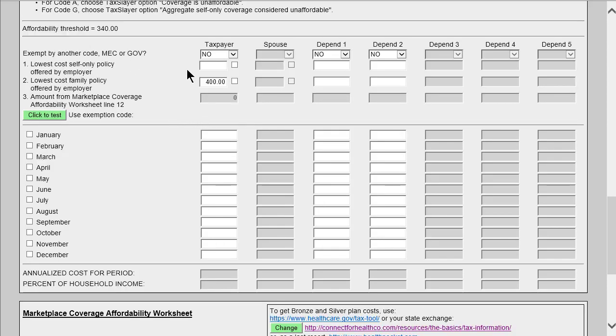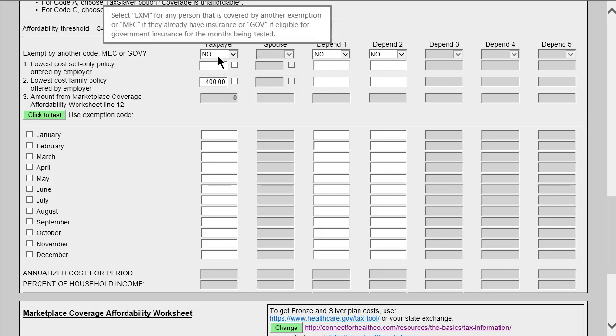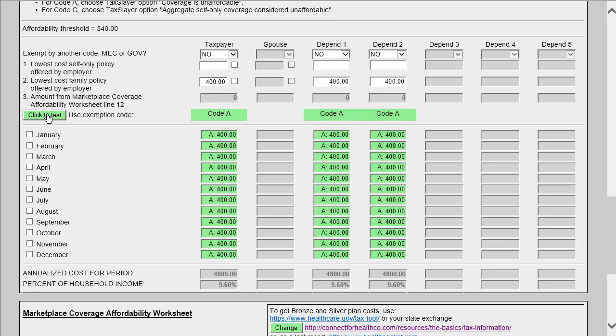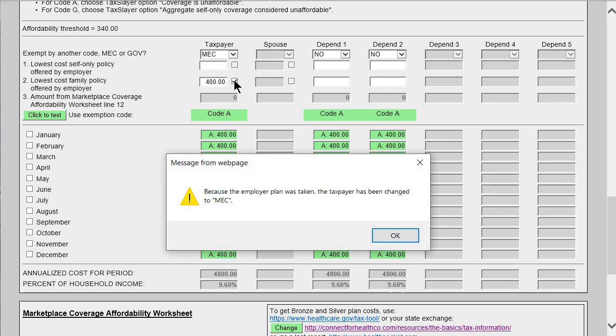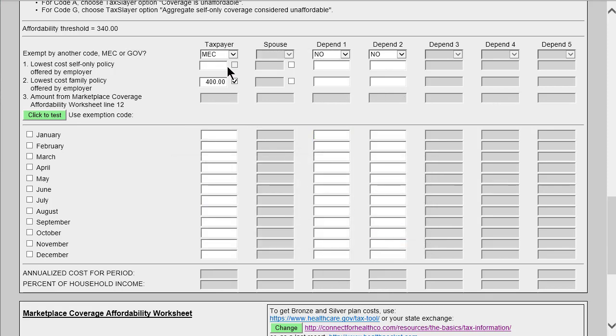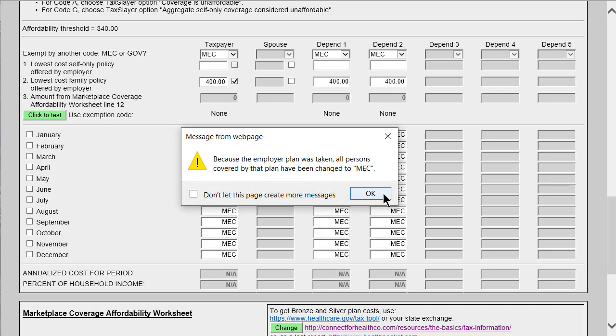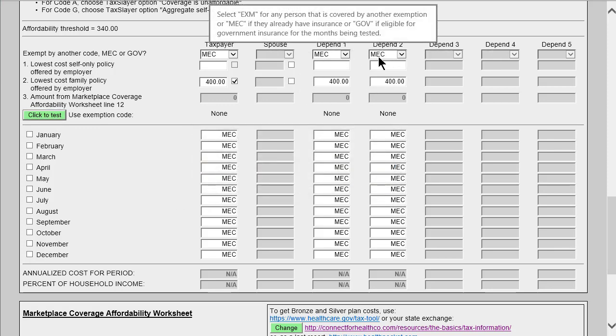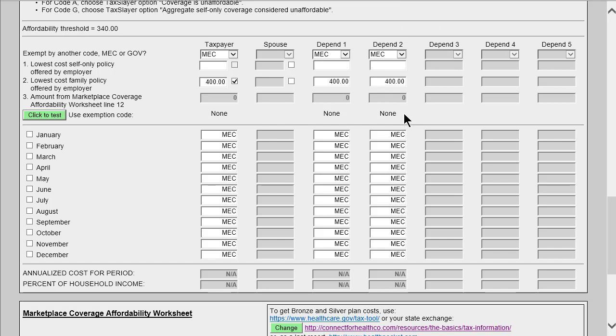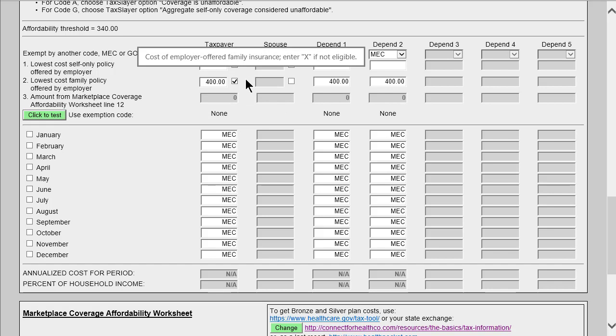So let's try another situation, and let's say that there was no self-only plan offered, but there was a family plan offered to this family. If we do the click to test, then we notice that it's unaffordable for everybody and Code A exemption applies. But let's say that the taxpayer took that family plan, even though it was considered unaffordable. That's okay. Then what happens is that the plan changes to MEC because they are covered. We click to test, and it carries across. Everybody else has changed to MEC, and no exemption applies, which makes sense. They took the family plan, and everybody was included, and so not a problem.